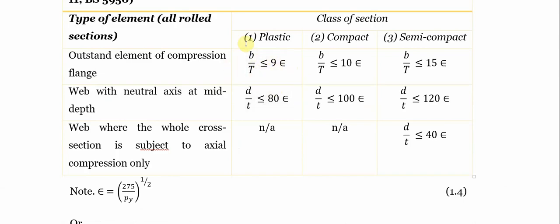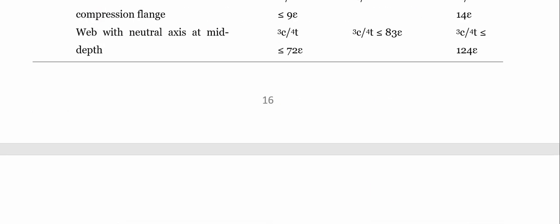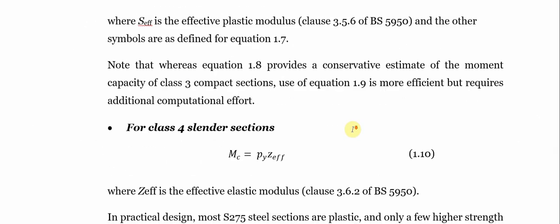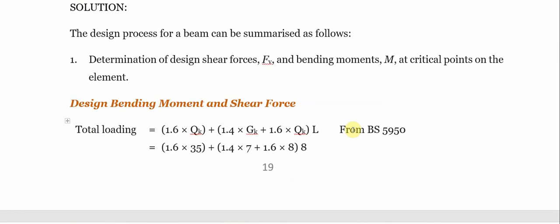So the way we do it, we first check this before we go to this. If it doesn't satisfy this condition, then we check for this. That means we'll design as compact, and if it doesn't go for it, we go for the other one. So for this particular one, I think we are good. We can proceed with our calculation.